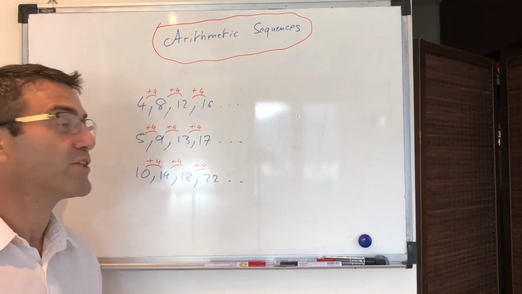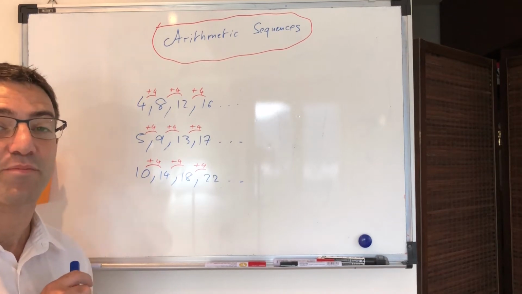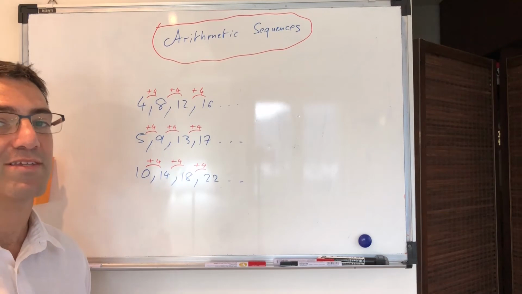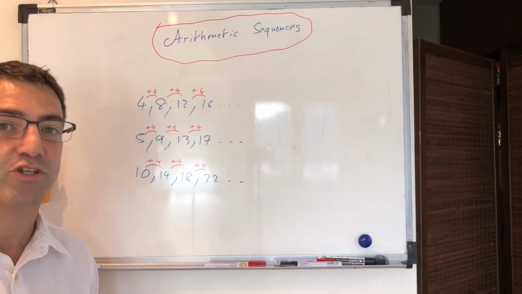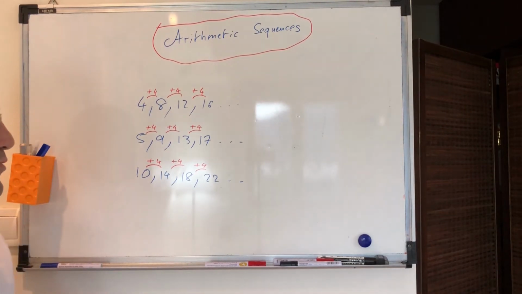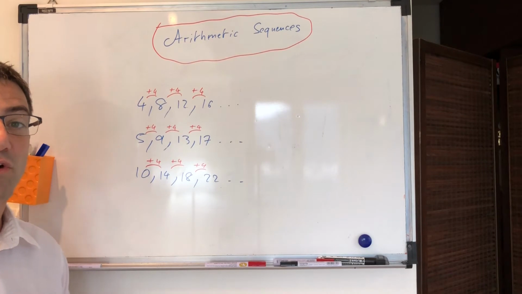So today I'd like to talk to you about arithmetic sequences. These are sequences of numbers which go plus, plus, plus, plus, and which are relatively easy to figure out once you understand the two formulas behind them. The one thing that the three sequences that I've written out on the board have in common is that they all move in fours.